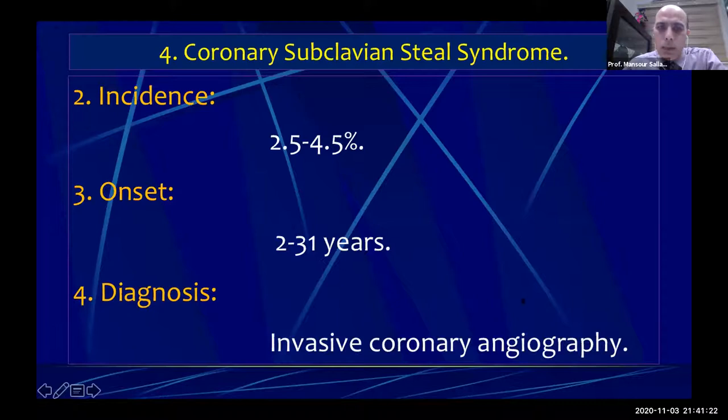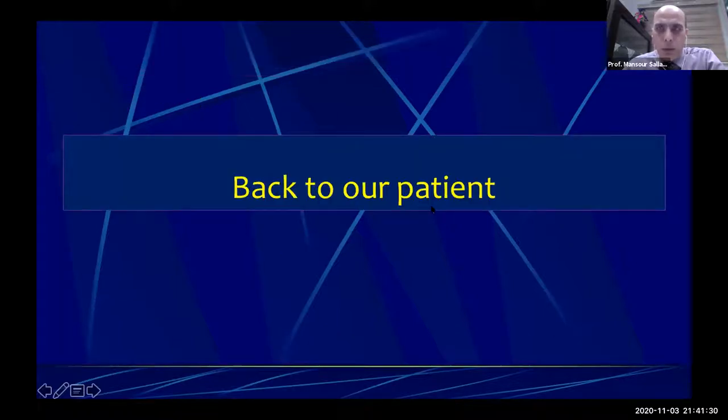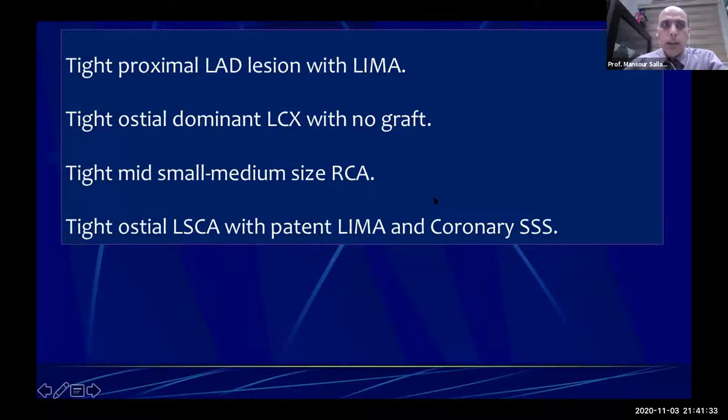So it can be diagnosed by invasive coronary angiography when you see reversal of flow from the LIMA to the LAD to the left subclavian artery. So back to our patient right now. These are my diagnoses right now. Working diagnosis: tight proximal LAD lesion with LIMA, tight ostial dominant or co-dominant LCX with no graft, tight mid small medium-sized right coronary artery, tight ostial left subclavian artery stenosis with a patent LIMA and coronary subclavian steal syndrome.